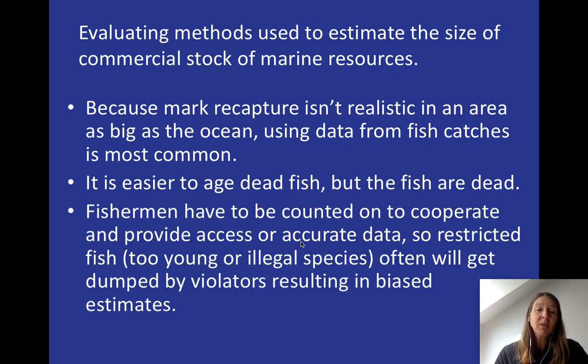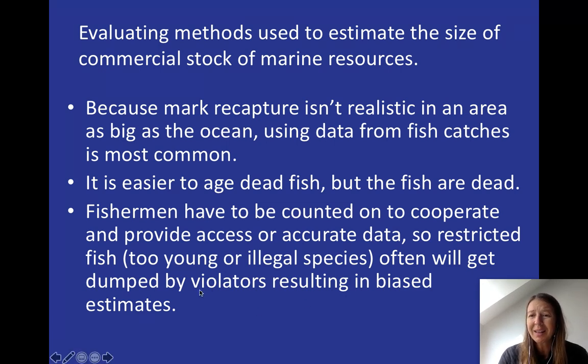You also need fishermen to cooperate and give you real data, because if they weren't giving you the right data, then you're not going to make an appropriate estimate. The important thing for IB is that you can evaluate the methods used to estimate their stocks. That's the key thing to what I'm talking about here. So you need them to give you the right amount of all their data, so you can make a better estimate, right?